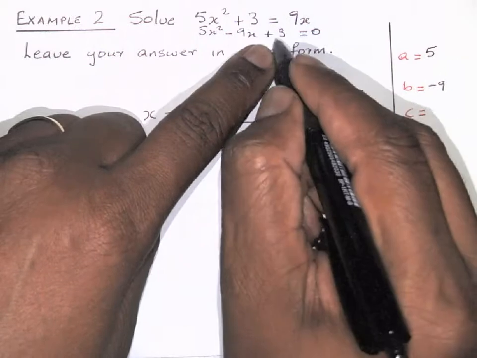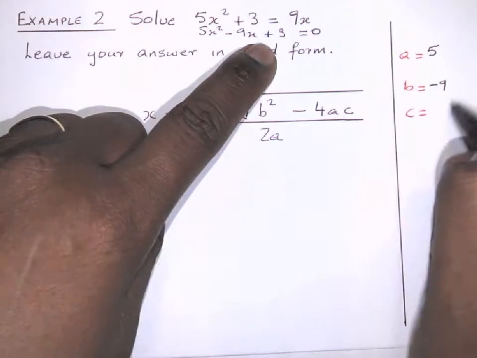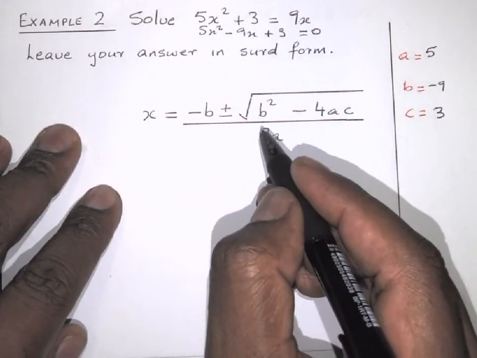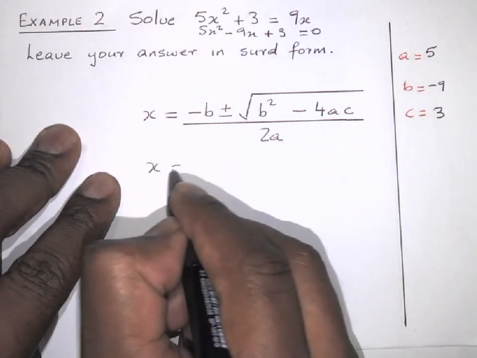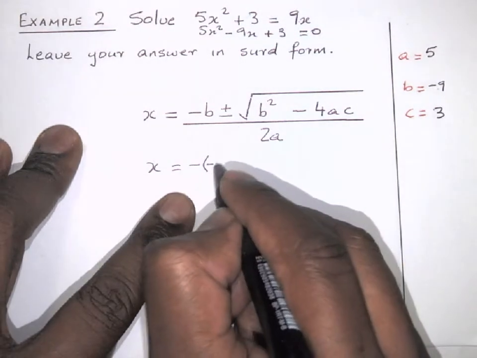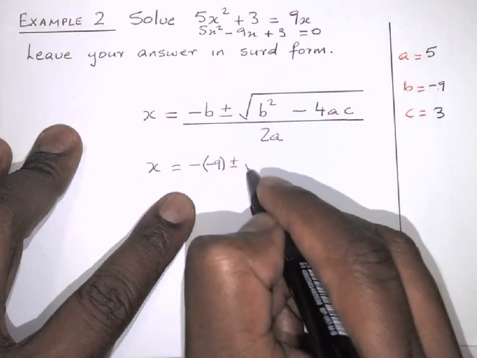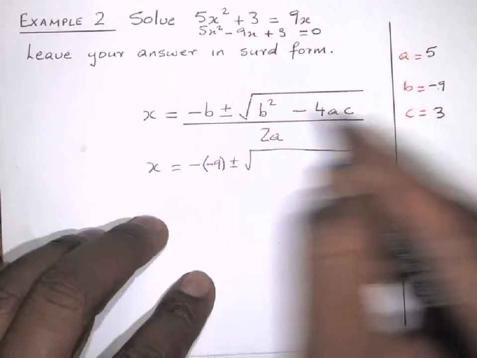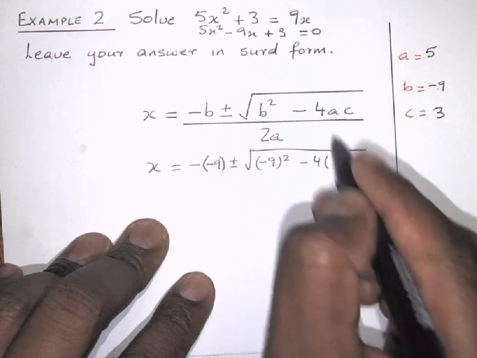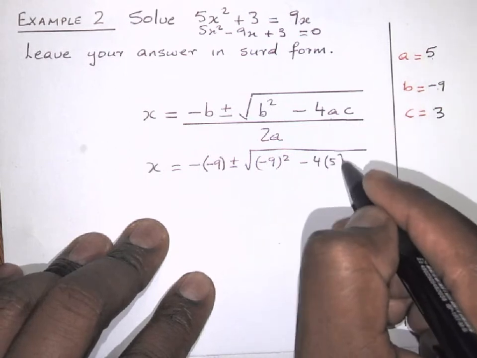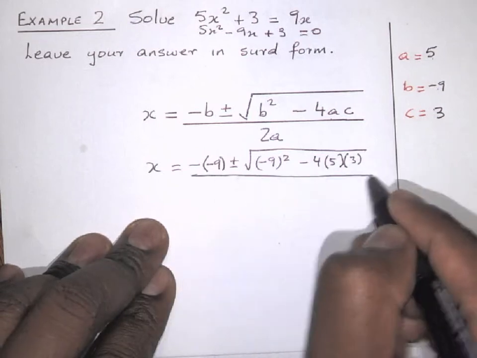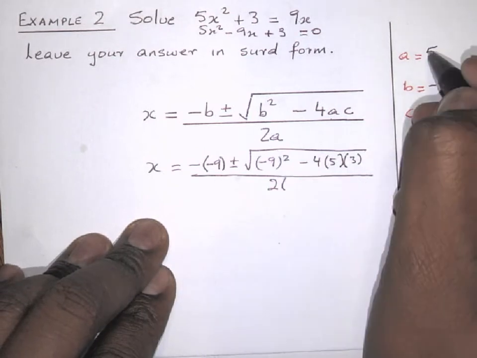Minus 9, and my c value is plus 3, so it's a positive 3. Therefore I can now substitute into this formula. So x is equal to negative b, and our b value is minus 9, so it's plus or minus the square root of b, which is minus 9, all squared, minus 4 times your a value, which is 5, times your c value, which is 3. All of this is divided by 2 times a, and a is 5.